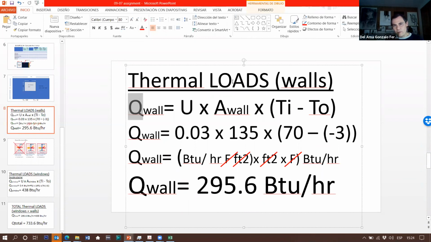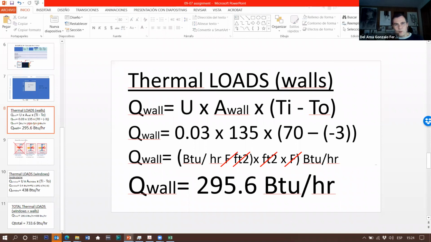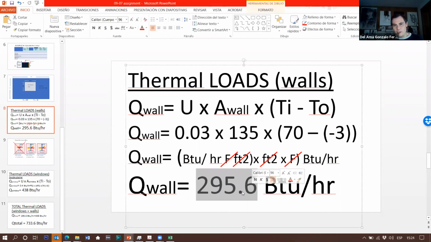Q stands for thermal load, equals U value times the area, the surface area of the wall, times indoor minus outdoor temperature. So those are our values: 0.03, the U value; 135, the area of the wall; 70 minus -3, the temperature difference. We multiply this, and this is the final result, 2.5 times 6 BTU per hour. Units are important.